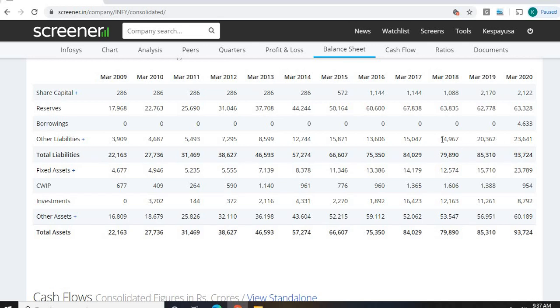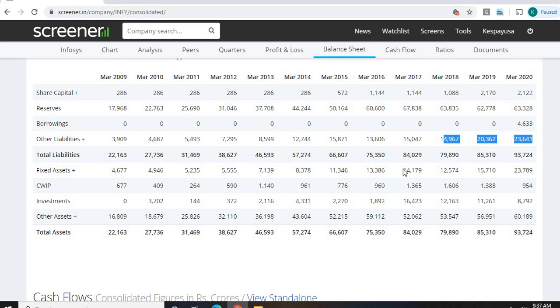Because if you see here the last 2 years, 2018 and 2019, I saw a good change in the liabilities. Did you see that? Previously, if you look from here to here, it is almost in a range of 13 to 15,000, or 15 crores. But if you see here 15 to 23, it is a huge jump in liabilities. So we need to understand why these liabilities are coming.